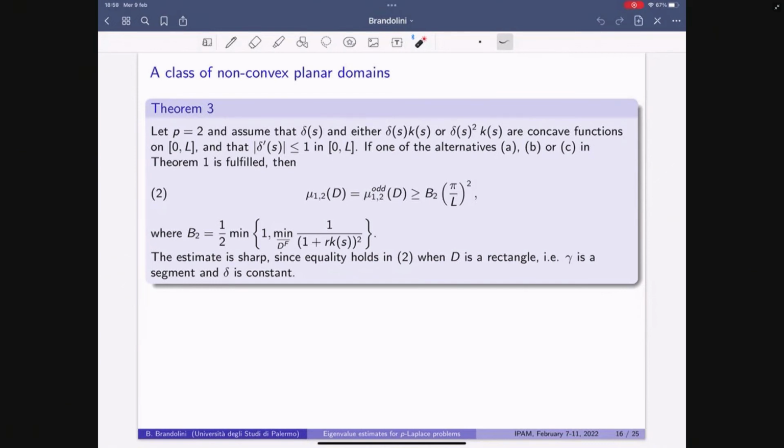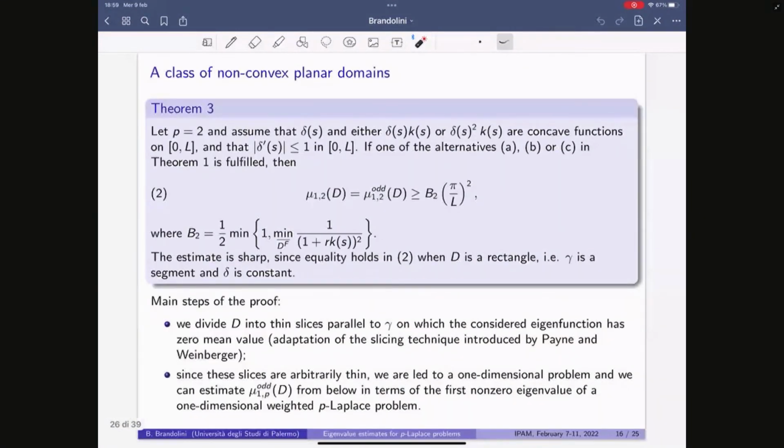I don't have time to bore you with details of the proof, just a few words. I would like to say that the main steps are these two. We first divide D into thin slices parallel to gamma, on which the considered eigenfunction has a 0 mean value. And then, since these slices are arbitrarily thin, we have a one-dimensional problem, and we can estimate μ1 odd from below in terms of the first non-zero eigenvalue of a one-dimensional weighted p-Laplace problem.